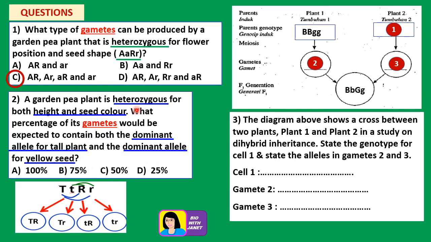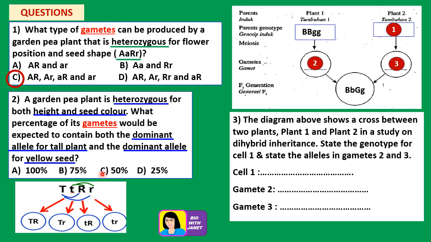The first thing to do is to assign letters to represent the alleles. For height, let big T represent the allele for tall stem, which is dominant. And small t represents the allele for dwarf stem, and it is recessive. For seed color, we can use big R to represent the dominant allele for yellow seed, and small r to represent the recessive allele for green seed. Now this plant is heterozygous, so it should have this genotype: big T, small t, big R, small r.